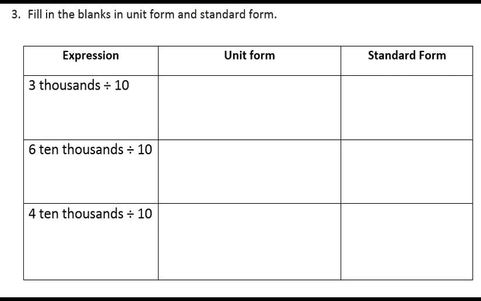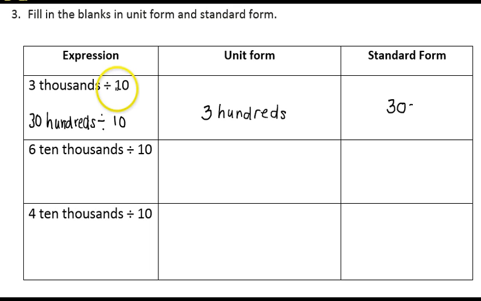Let's follow that same process without using the place value chart. I'm going to start off with 3 thousands divided by 10. Well, I can't put 3 of something into 10 equal groups. So 3 thousands is the same thing as 30 hundreds. And I can divide those into 10 equal groups. If I have 30 discs, I put them into 10 equal groups. There will be 3 discs in each group, and each disc is worth 100. So 30 hundreds divided into 10 equal groups gives us 3 hundreds, and in standard form it would look like this.